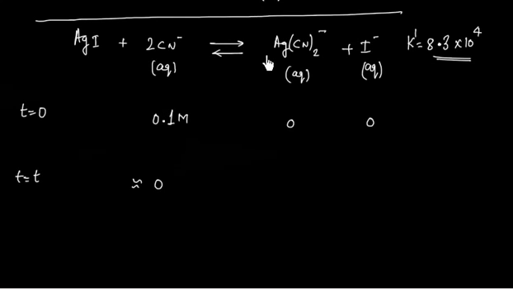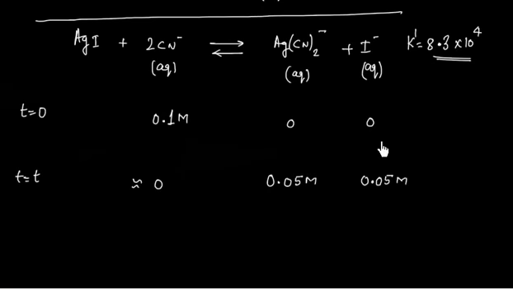Now 2 moles of CN- give 1 mole of Ag(CN)2-. So 0.1 mole will give 0.05 M. Similarly, 2 moles of CN- will give 1 mole of I-. So 0.1 mole will give 0.05 mole per liter. In this case we are using the molar ratio: 2 moles CN- give 1 mole of Ag(CN)2-, so 0.1 will give 0.1 by 2, that is 0.05.